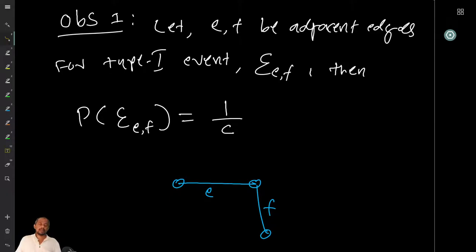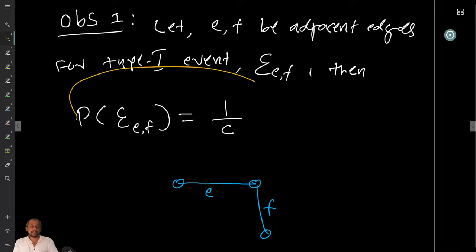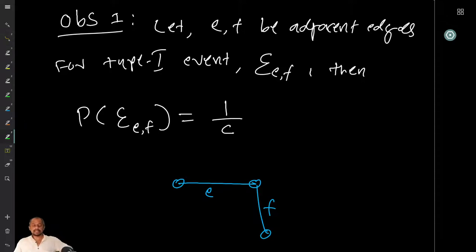Now, first observation, okay. Suppose E and F are adjacent edges for a type 1 event, then the probability of the event E,F is actually 1 over C, right? What does it say? That the probability that a fixed pair of adjacent edges get the same color is 1 over C. So that is clear because E can be colored with any of the C colors, 1, 2, etc. C. F can be colored with any of the C colors, 1, 2, etc. C. E and F can be colored with any pair of these colors, which is C square colorings.